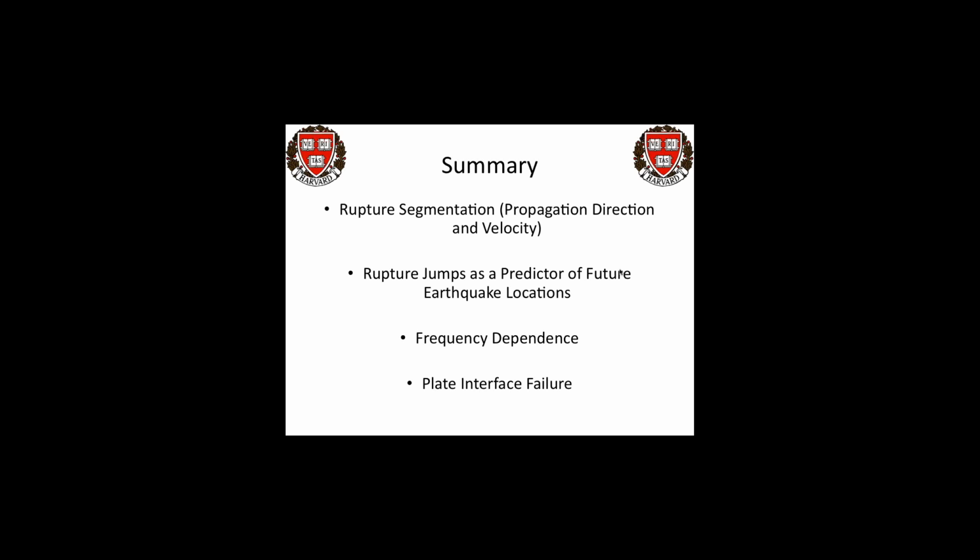The first question I have is from Paul Richards, and he asks, these colors that you show moving around the source region, can you see a way to interpret what the colors represent physically? When you speak of a rupture jump, what is it that's jumping? Is it slip stopping at one place and starting up at another?